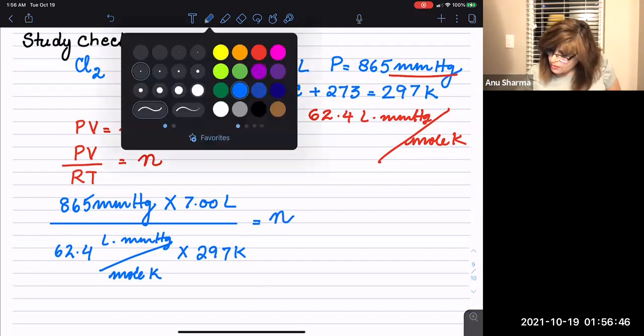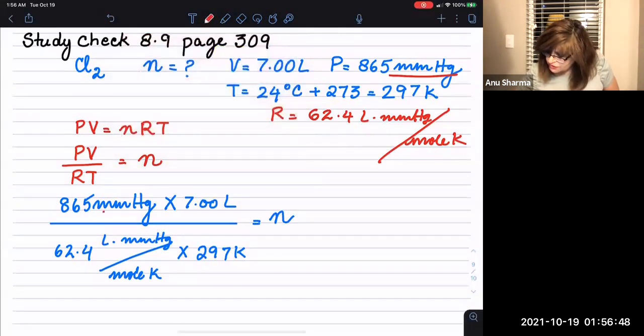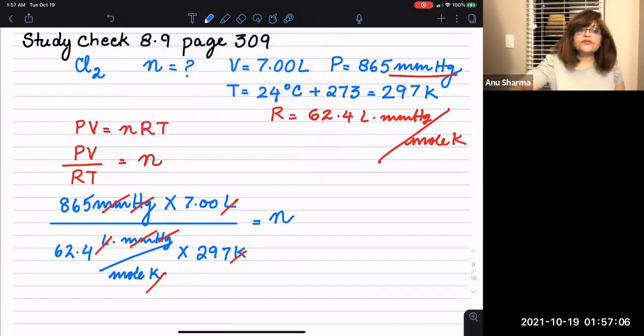Now the millimeters of mercury cancel out. Liters and liters cancel out. Then moles is what we need to find, and K and K cancel out. Now you just do the math here. Let's do the math.